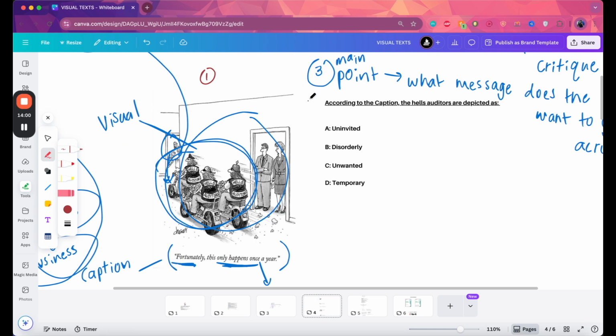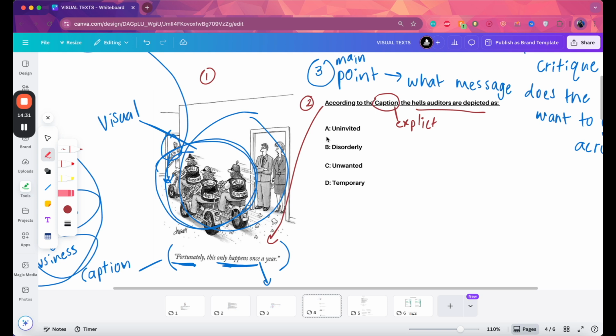And the second part is you have to look at the question. So according to the caption, we can see this is explicit because we have to focus on the caption. The Hell's auditors are depicted as fortunate. So going back to the caption: fortunately, this only happens once a year. They don't want this to happen any more than it has to. So that's the general gist that I get from the caption.